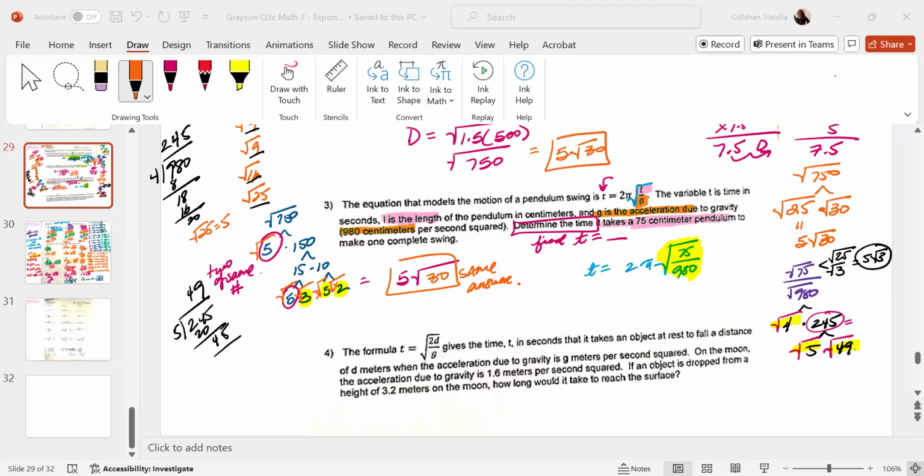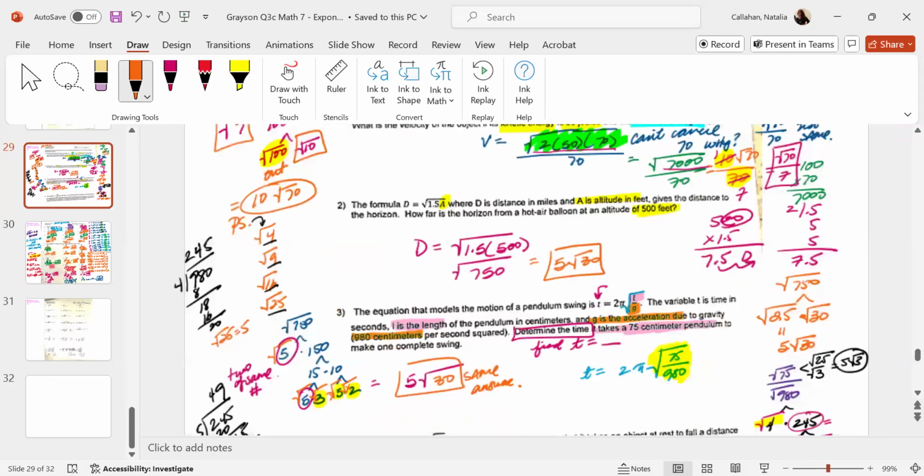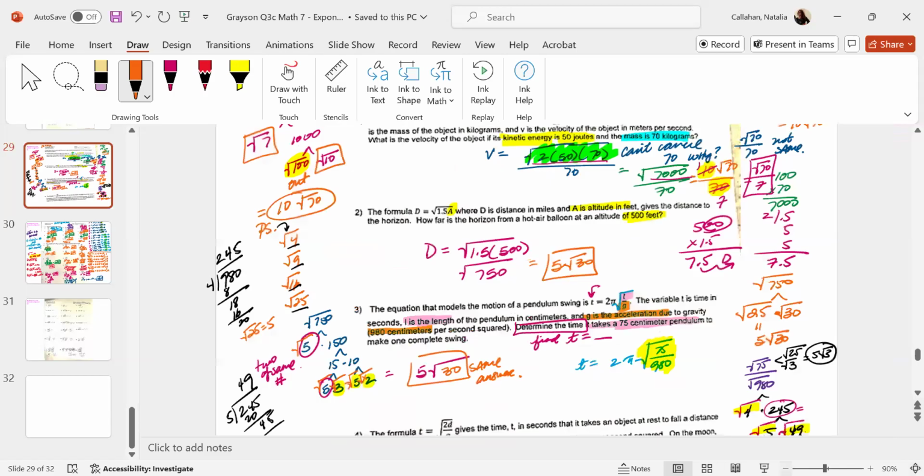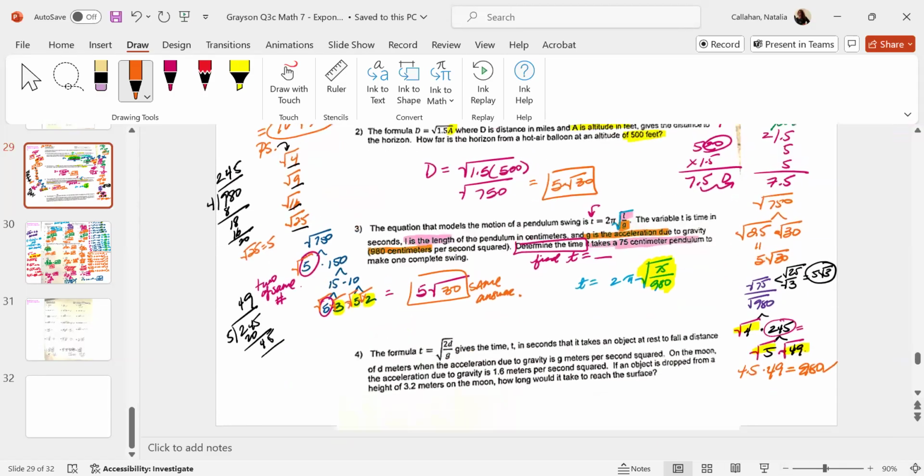So 4 times 5 times 49 equals 980, right? Okay, so these are the factors. But then from looking at this, you also know that 4 and 49 are perfect squares. You get 2 times 7, correct? That 5 stays in there. So if I reduce it, it's going to be 14 square root 5. Do you see that?